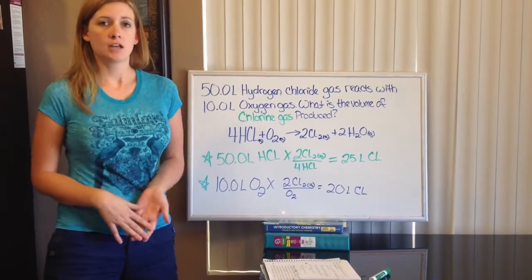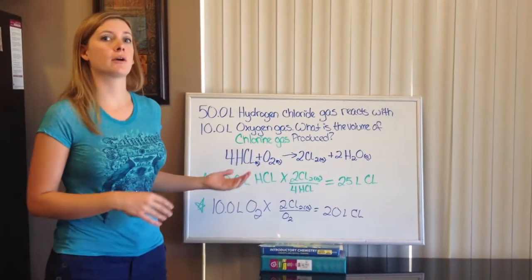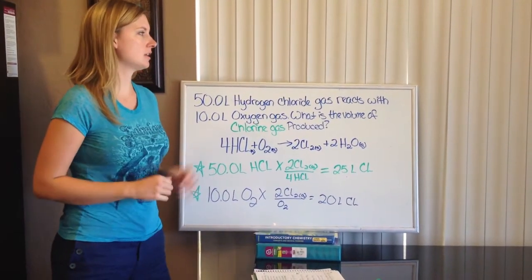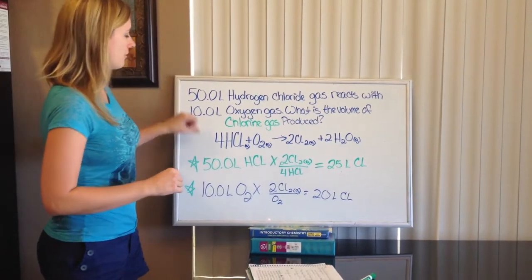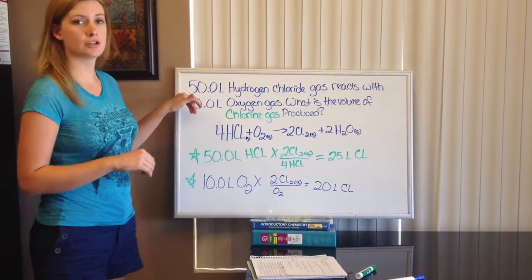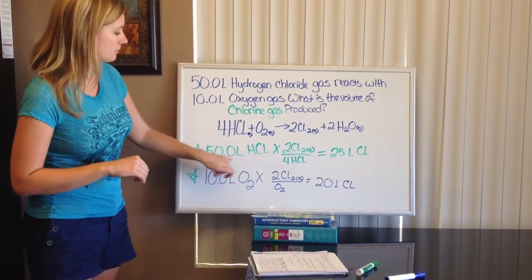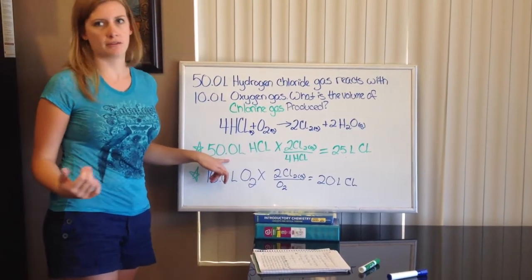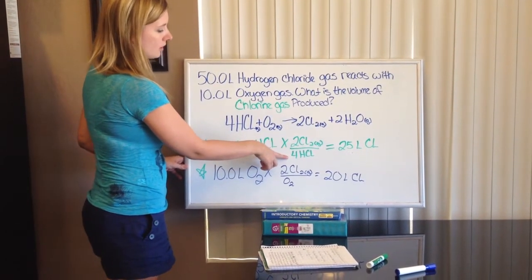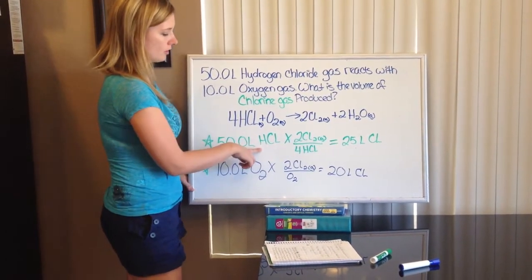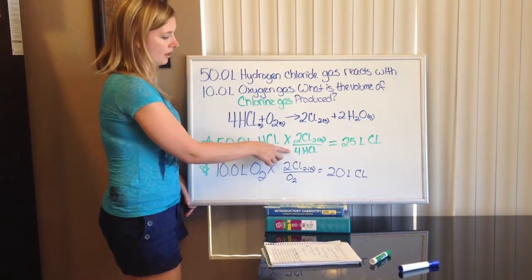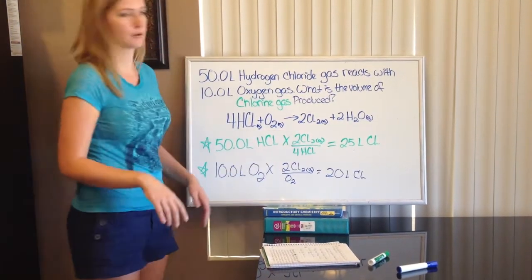So now that we've balanced out our equation, we have to see what the question's actually asking us for. Our question now is how much chlorine gas each one of these reactants can produce. So after I wrote down our balanced equation here, the first thing we want to do is take our 50 liters of hydrogen chloride and plug it in the first part of the problem. It's just basic math at this point. So we're going to multiply that by the 2 Cl2 over 4 HCl. You always want to have the HCl at the bottom, because we're trying to convert to chlorine gas.